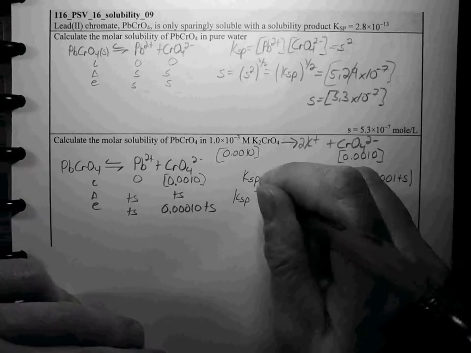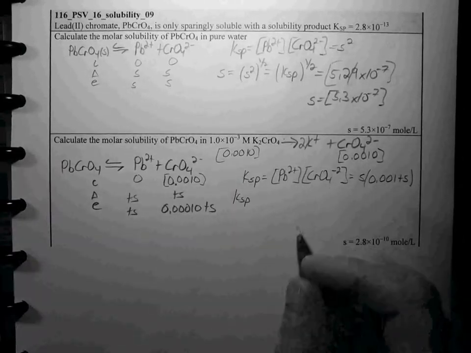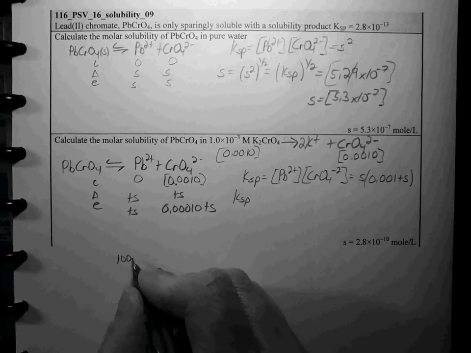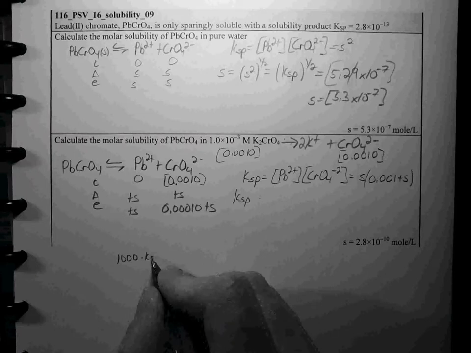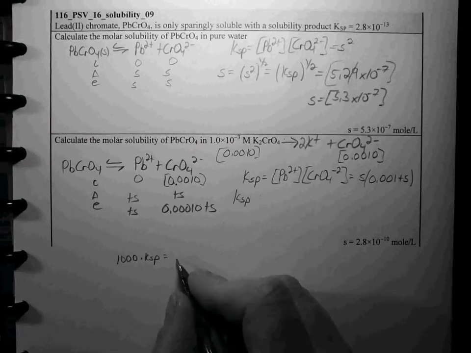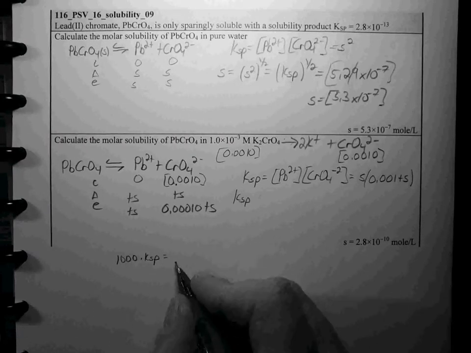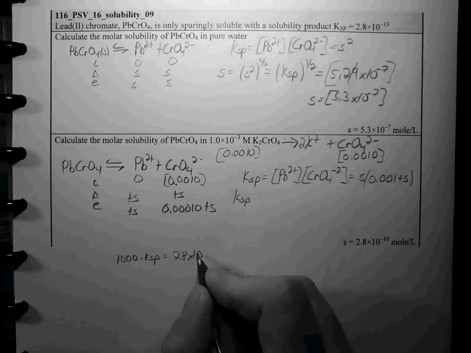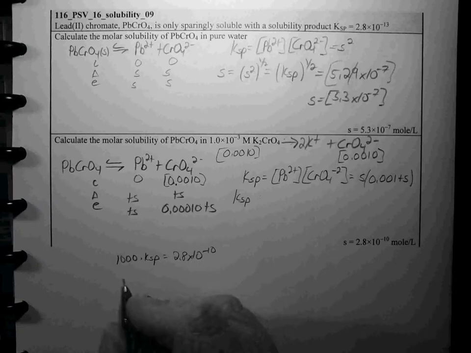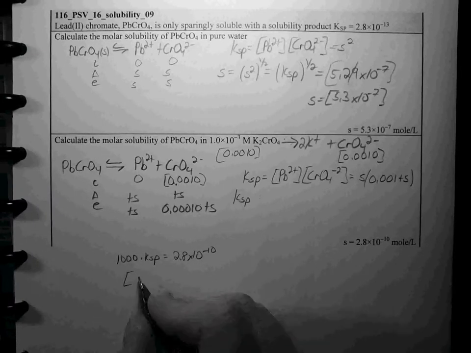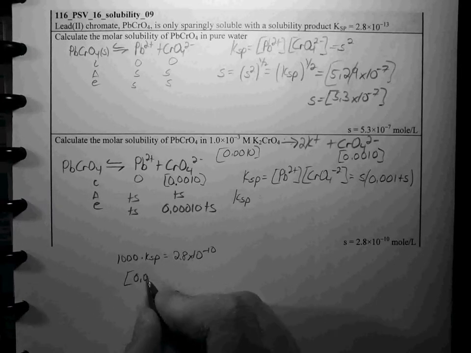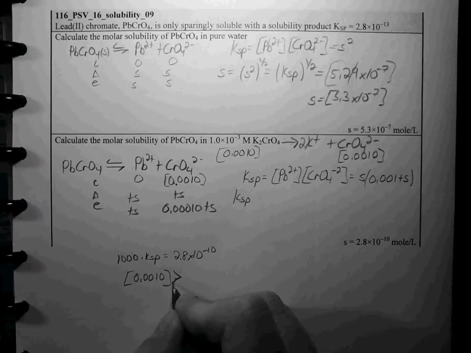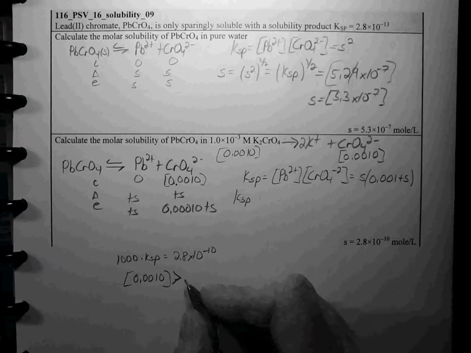Alright, so we want to check to see if we can make our approximation. 1000 times Ksp is going to be 2.8 times 10 to the minus 10. And we can make our approximation if our initial concentration is larger than 1000 times Ksp.